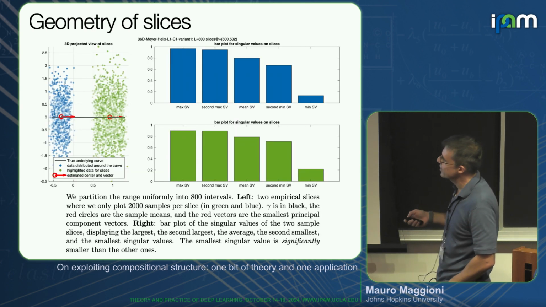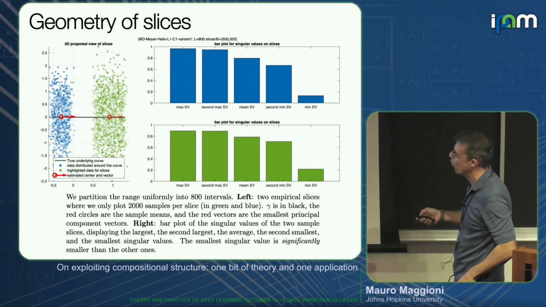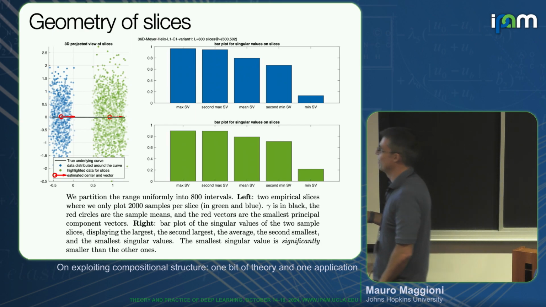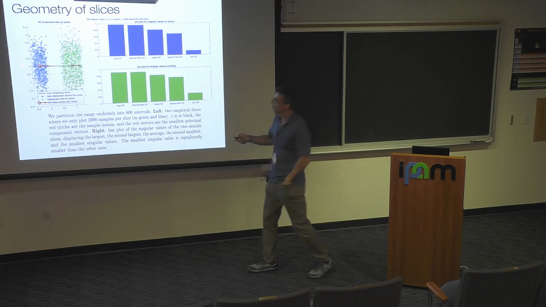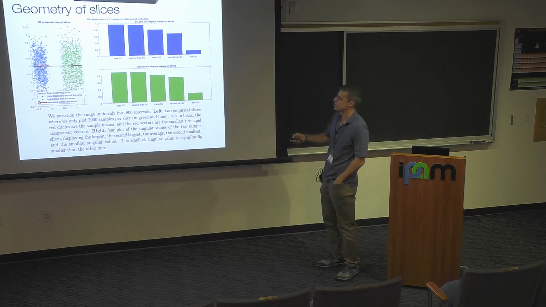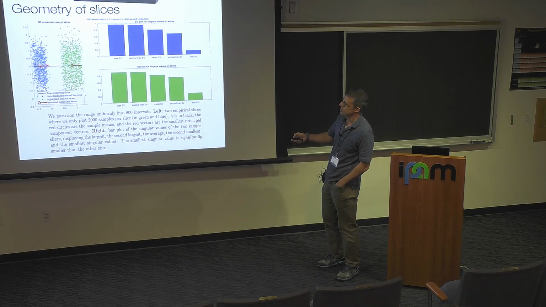So here are two slices of that function that I showed you before, and they look the way we like them. So this is one slice in blue and another slice in green. We have more points than this. We only plot 2,000 of them, and the mean is pretty close to being on the curve, and the shortest singular vector is about in the direction tangent to the curve, both for this slice and this slice.